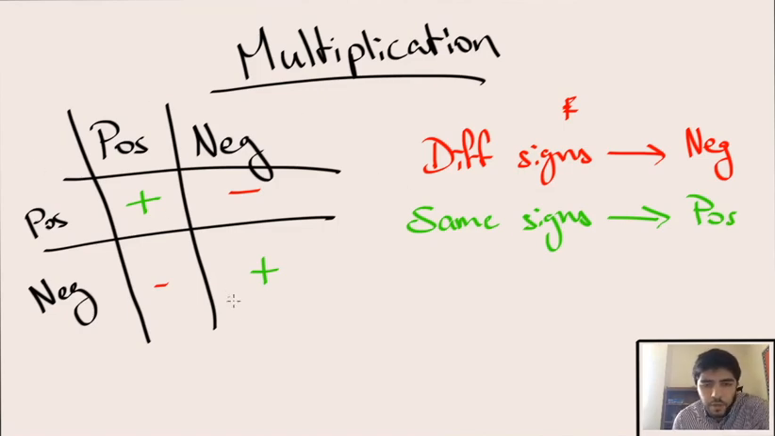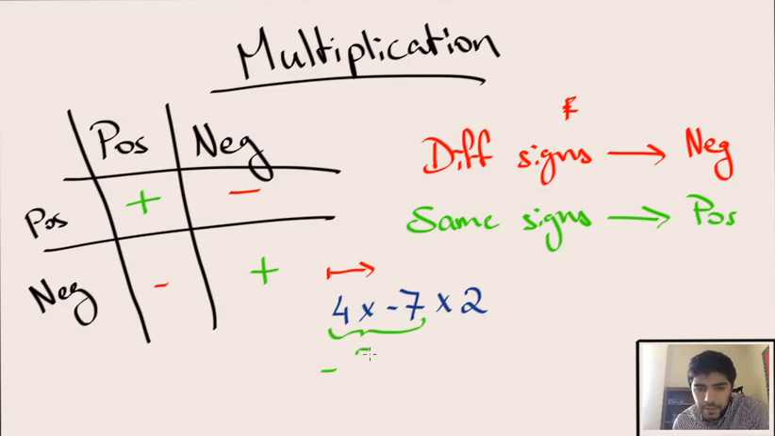So if I say 4 times negative 7 times 2. Again, these are 3 numbers, so we'll go from left to right, one step at a time, right? So we'll first look at 4 times negative 7. We'll ignore the times 2 for now. So 4 times negative 7, 4 is a positive number multiplied by a negative number. So we know that the answer to this is negative. And 4 times 7 is 28. So that's good. And now we're left with negative 28 times 2.